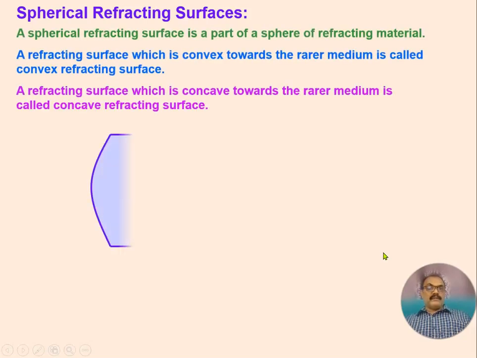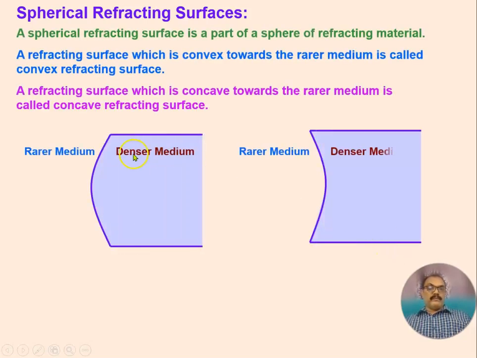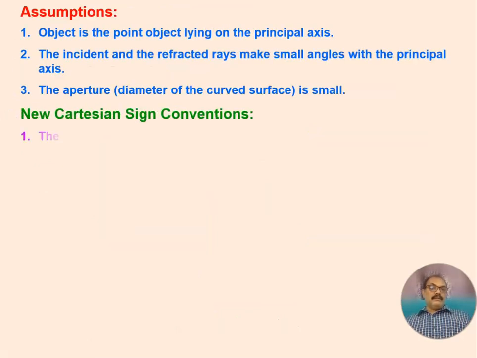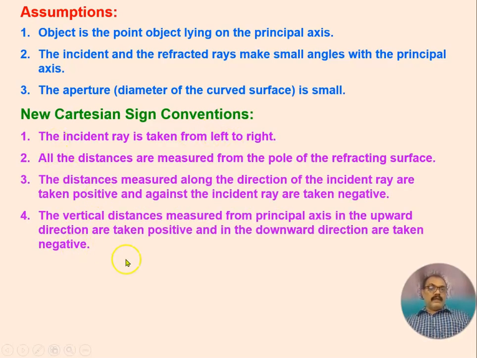Then spherical surface, which I told you already, spherical surface means either it is a convex surface or a concave surface. And here we have the principal axis, P is the pole, C is the center of curvature, and here one is the right side, another is the left side. So minus and plus as per the new Cartesian sign conventions. This I already discussed in the previous videos.